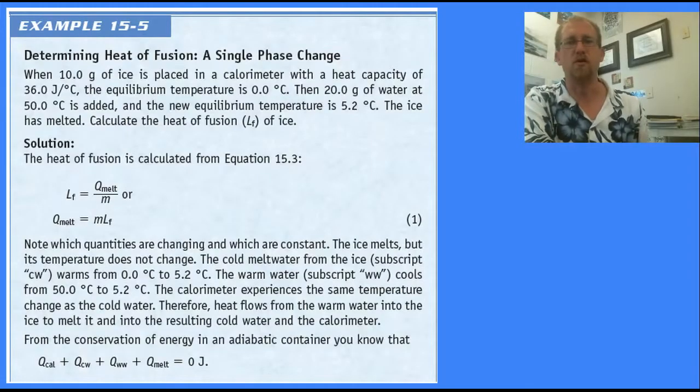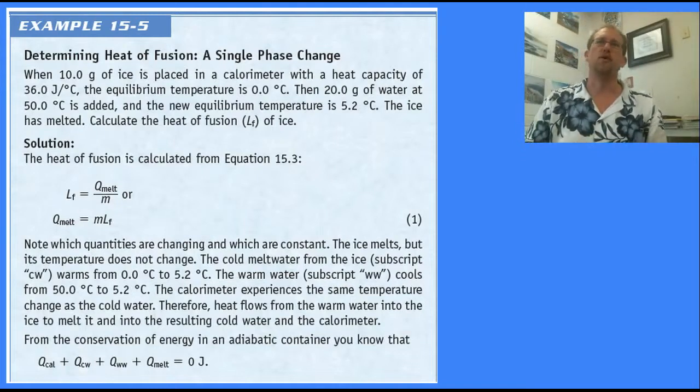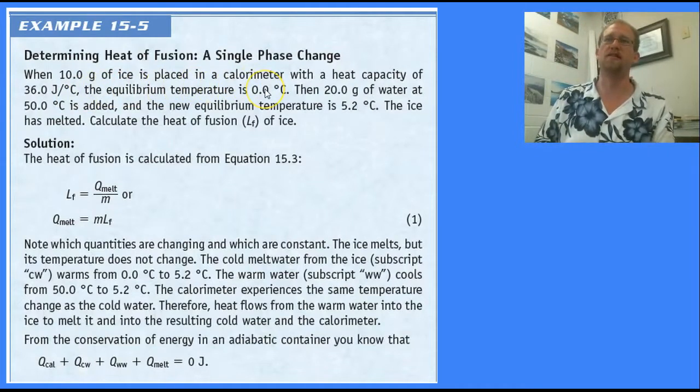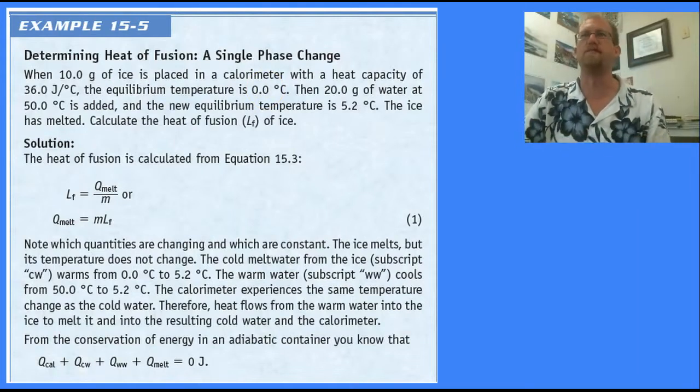So here's how this works with regard to doing some example problems. We're going to calculate the heat of fusion for water. So we have 10 grams of ice, and so that's ice that is obviously a solid. And we're going to place it in the calorimeter with a heat capacity of 36 joules per degree Celsius. So we already know what the Q for the calorimeter will be. And the equilibrium temperature is 0 degrees. Everything is at 0 degrees, right? Because the ice is frozen.